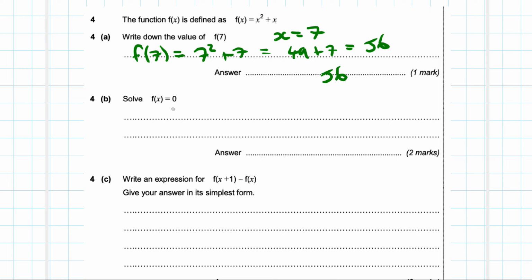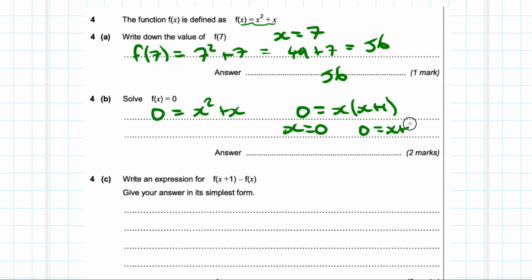The next one, solve f(x) equals 0. So we replace f(x) in our equation with 0. So it becomes 0 equals x squared plus x. And from here we just do our usual factorising. So 0 is equal to x times (x plus 1). So therefore x is equal to 0, or 0 equals x plus 1. So therefore x is equal to minus 1. So our solution is 0 and minus 1.